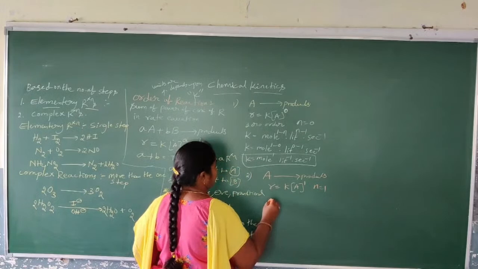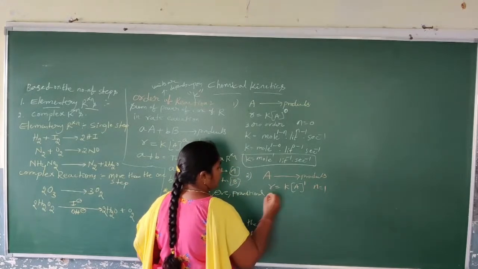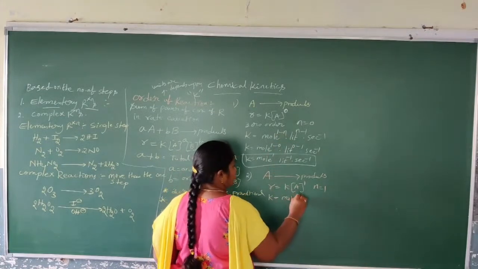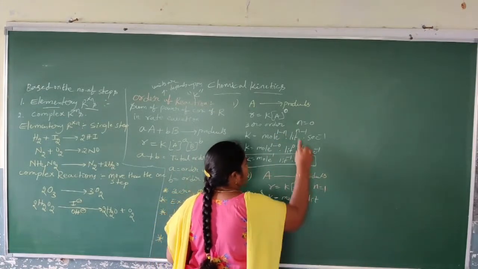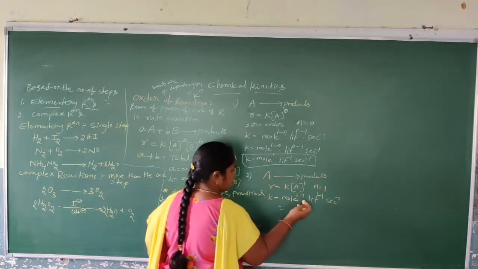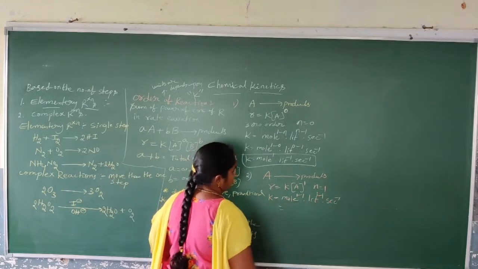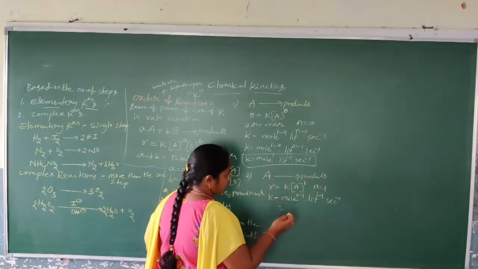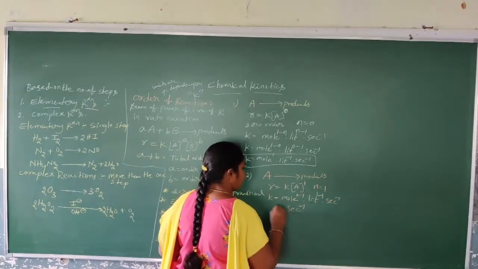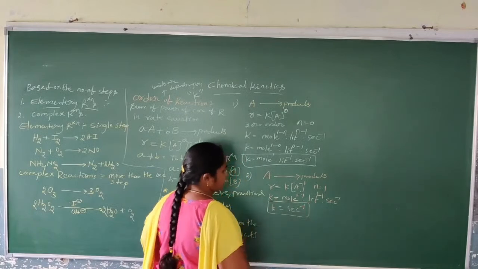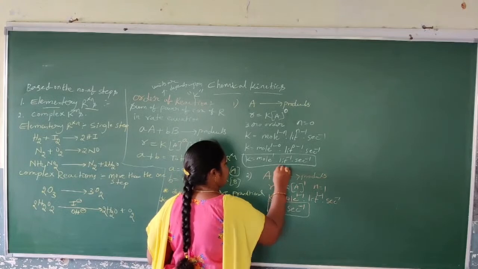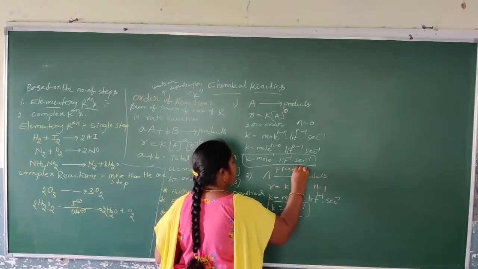By taking n, what are the units? K is equal to mole to the power of 1 minus 1 into liter to the power of 1 minus 1 into second inverse. After solving, 1 minus 1 is 0, so mole to the power of 0, liter to the power of 0. Finally we get second inverse. So the unit for the first order reaction is second inverse. This is the example for the first order reaction.